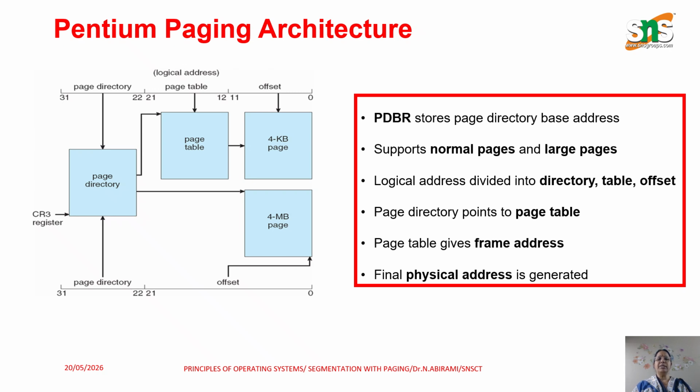So the translation works like this. For normal pages, it goes from the directory to the table and then the 4 KB frame plus the offset. If it is a larger page, it goes from the directory to the 4 MB frame plus the offset. This hierarchical design reduces the memory usage for page tables and speeds up address translation while allowing flexible page sizes.